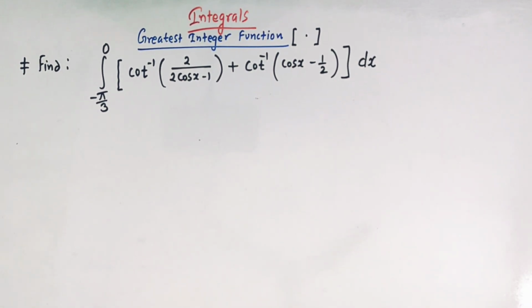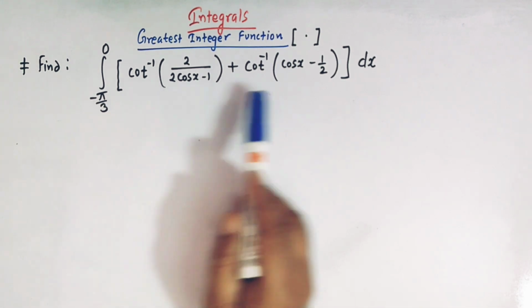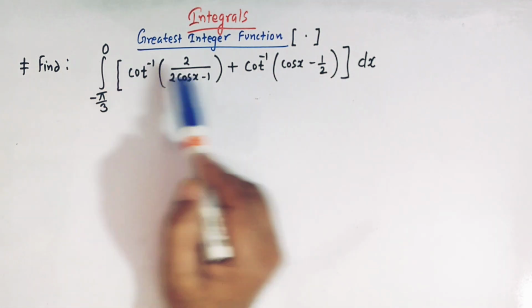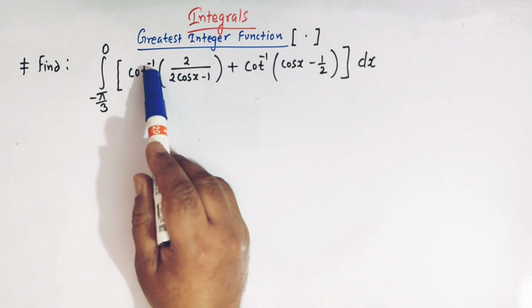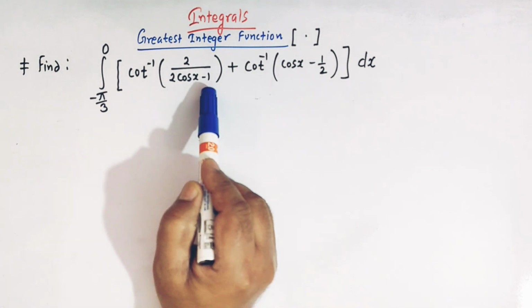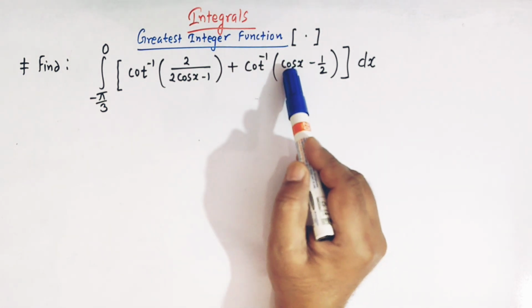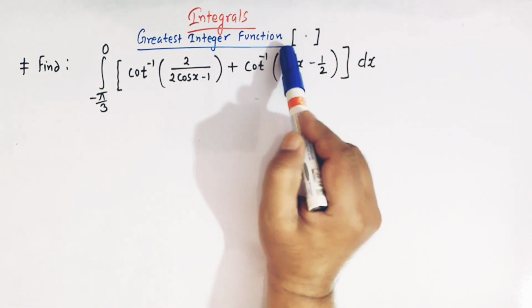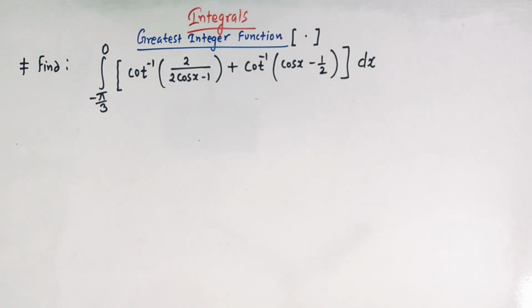Hello viewers, in today's class we are going to discuss yet another important and very conceptual problem from definite integrals involving the greatest integer function and inverse trigonometric function. So here we have to solve this integral from minus pi by 3 to 0 of the greatest integer of cot inverse of 2 divided by 2 cos x minus 1 plus cot inverse of cos x minus half. Here this bracket indicates the greatest integer function.